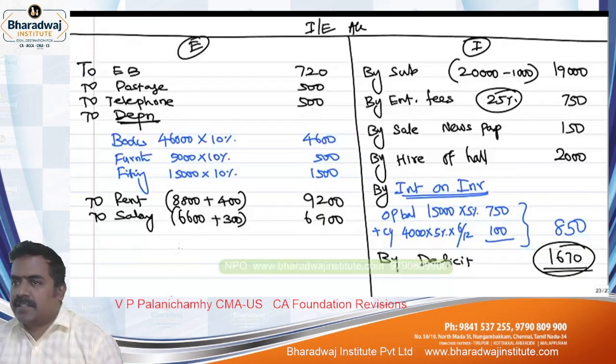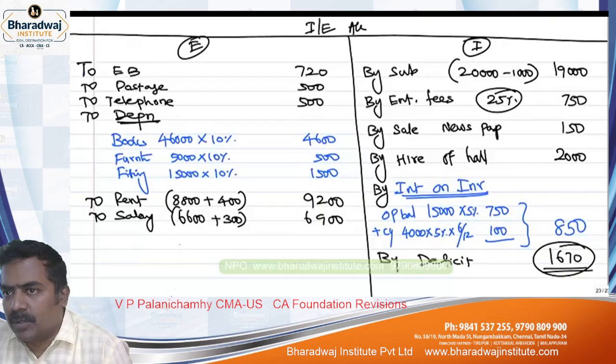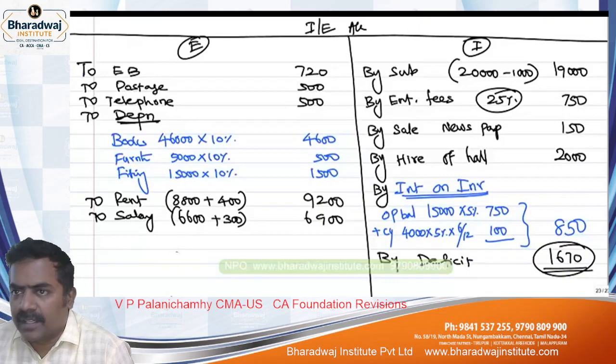Start with the balance sheet next. இதுல ஏதாவது doubt இருக்கா? Interest doubt இருக்கா? Opening balance whole year, current year purchase only for 6 months.